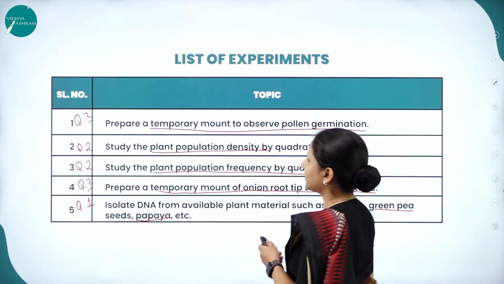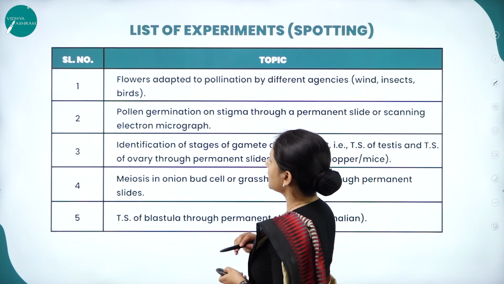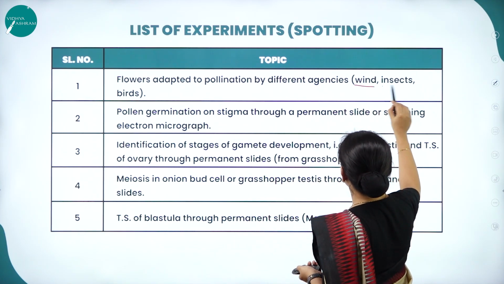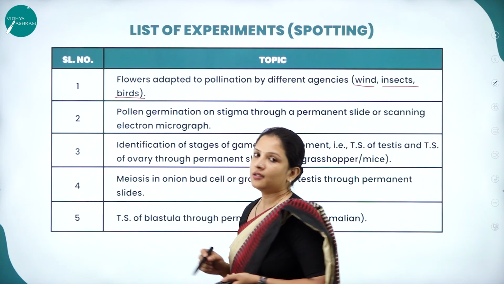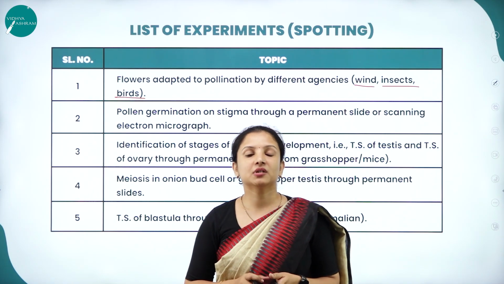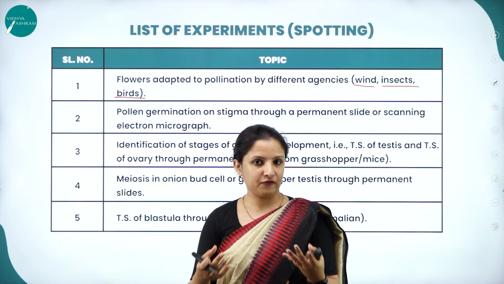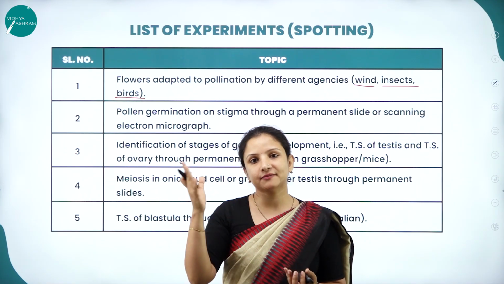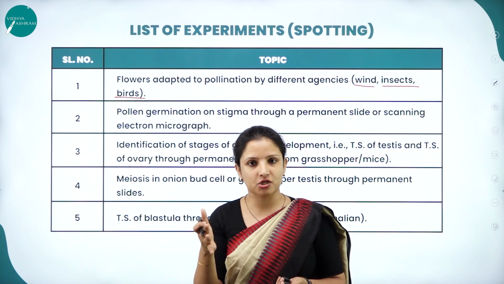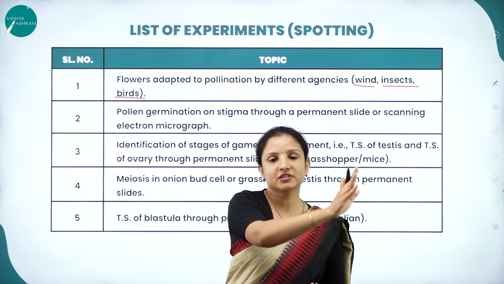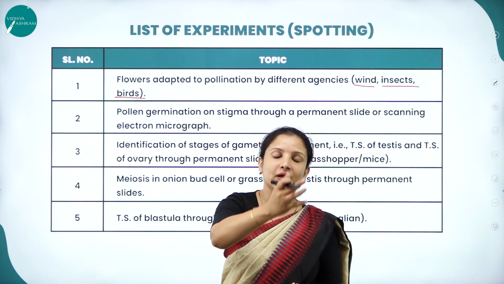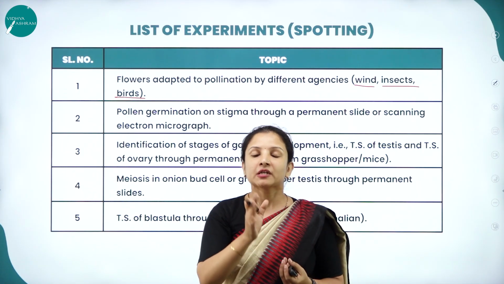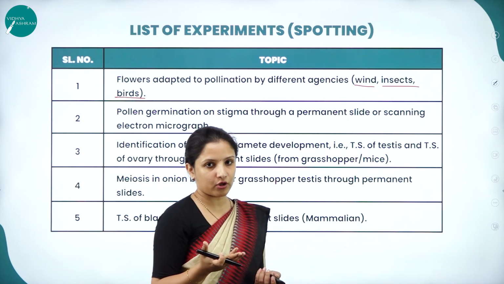So for spotting, there are different experiments for spotting. Say flowers adapted to pollination by different agencies, that is by wind, insects, then birds and all that. So here, say for example, they'll keep a photograph of a flower wherein the stigma is feathery. So if the stigma is feathery, it is understood that it is wind pollination. So that the feathery stigma will just sway in the air like this, and whenever the pollens are traveling in the air, it will catch that pollen. Okay, so it is understood it is wind pollinated.